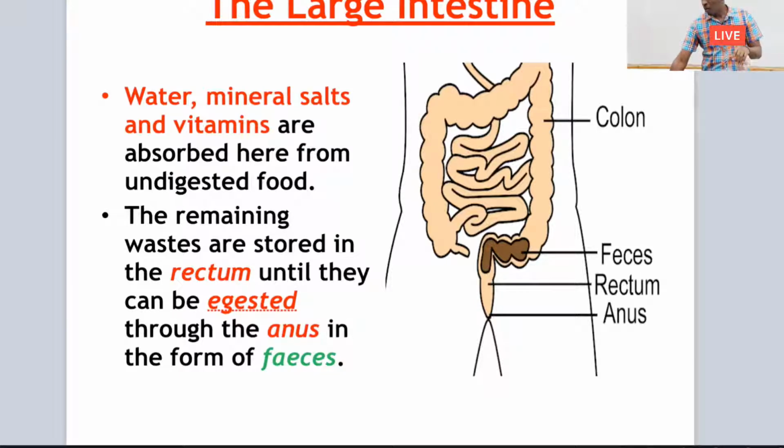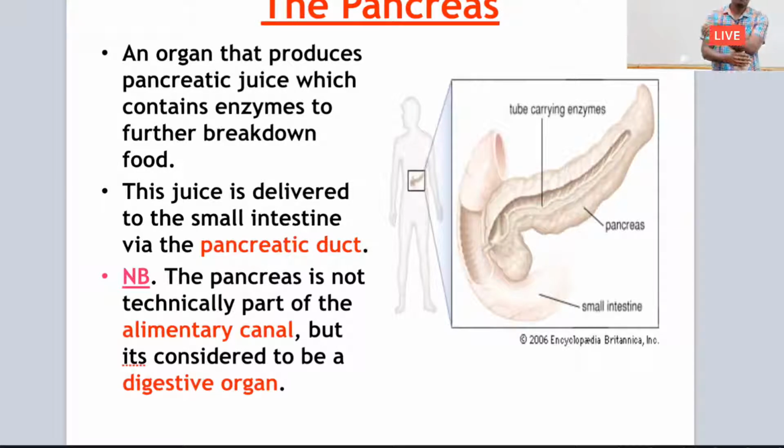Now, I'm going to take you back to the pancreas. I'm going to look at it very carefully. The pancreas is an organ that produces pancreatic juice. This contains enzymes that will help further break down food. What I want you guys to remember is that the juice is delivered to the small intestine via the pancreatic duct. I will show you a picture of it shortly. Note carefully here that the pancreas is not technically a part of the alimentary canal. Just to be clear on that, all right? But it's also considered a digestive organ.